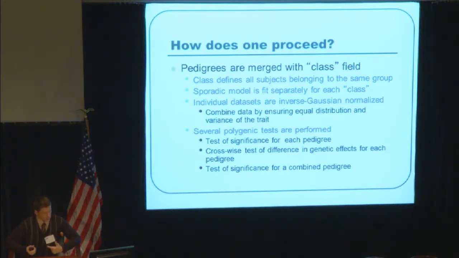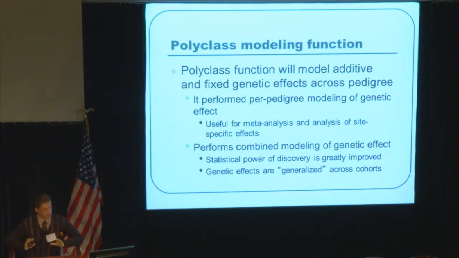And then several polygenic tests are performed: a test of significance for each of the pedigrees separately, then a crosswise test of difference of genetic effects for each pedigree, and then a test of significance for a combined pedigree. All of this is performed using a polyclass modeling function. The polyclass function will model additive and fixed genetic effects across pedigrees. It performs per-pedigree modeling of genetic effects, which is useful for meta-analysis or analysis of site-specific effects. And then it performs combined modeling of genetic effects, and that's how you hope to improve the power of genetic discovery, as well as study the genetic effects that generalize additively across the cohorts.